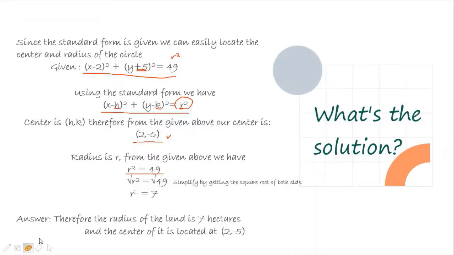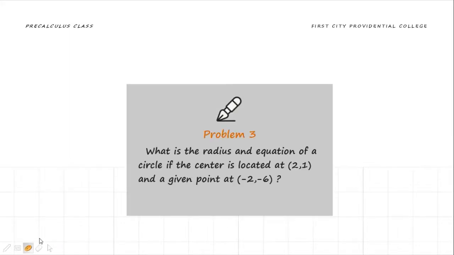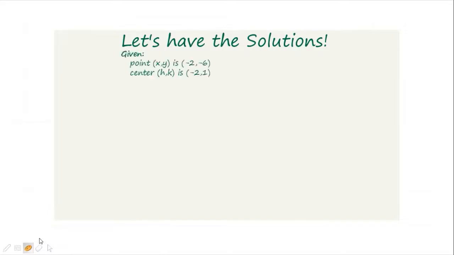Now let's proceed to problem number 3. What is the radius and equation of a circle if the center is located at (2, 1) and a given point at (-2, -6)? In this problem, we need to find the radius and the equation. We have a given center and a given point. So let's have the solution.